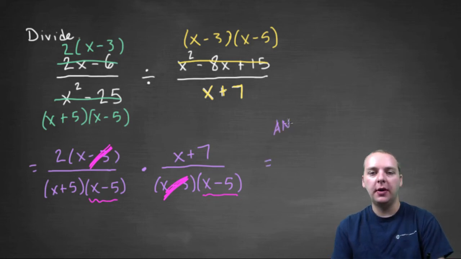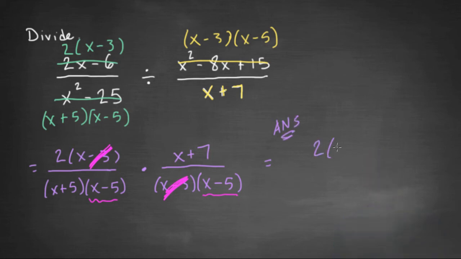So here's our final answer. We would say 2 times the quantity x plus 7, all divided by x plus 5 times x minus 5 squared, since there are 2 factors of those. And we'll leave this answer in factored form.